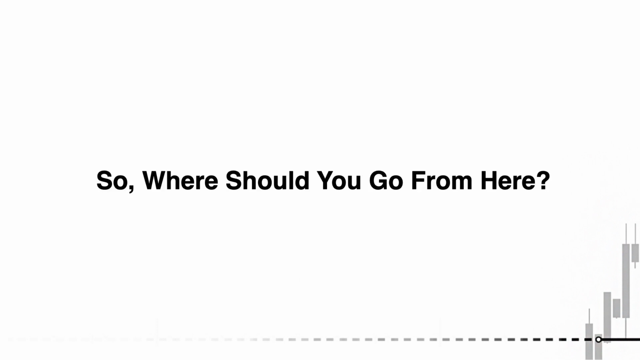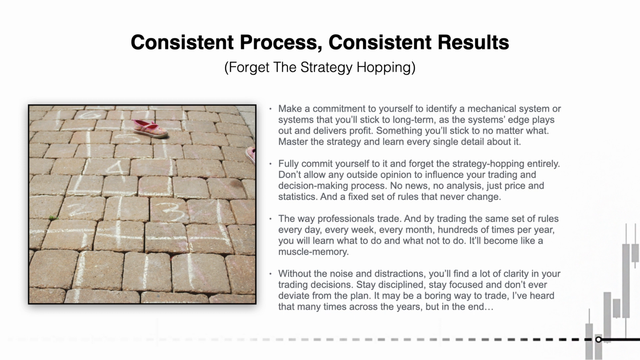So, where should you go from here? Well, first and foremost, make a commitment to yourself to identify a mechanical system or systems that you'll stick to long term as the system's edge plays out and delivers profit. Something you'll stick to no matter what. Master the strategy and learn every single detail about it. Fully commit yourself to it and forget strategy hopping entirely. Don't allow outside opinions to influence your trading and decision making process. No news, no analysis, just the price and statistics, and a fixed set of rules that never change. The way professionals trade, basically.